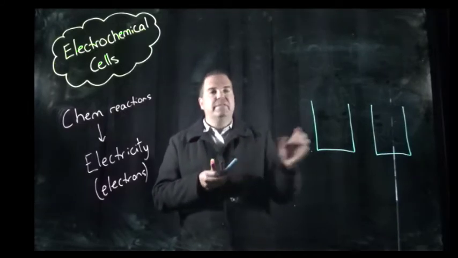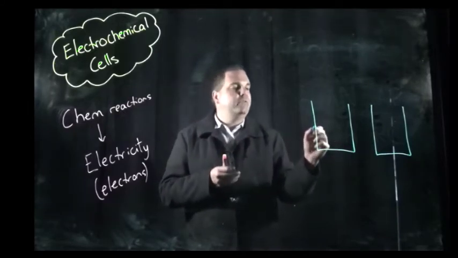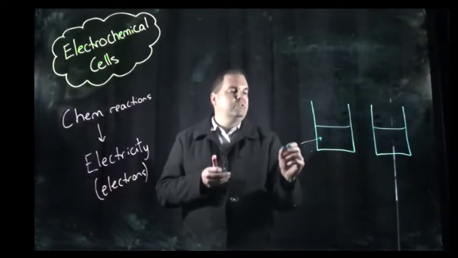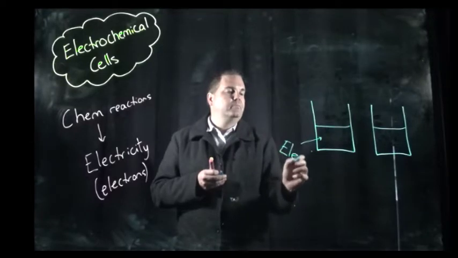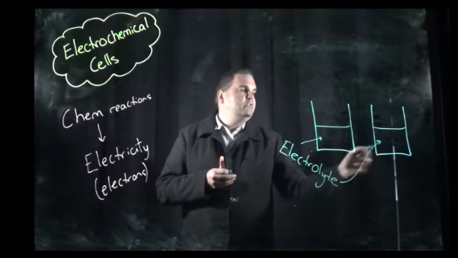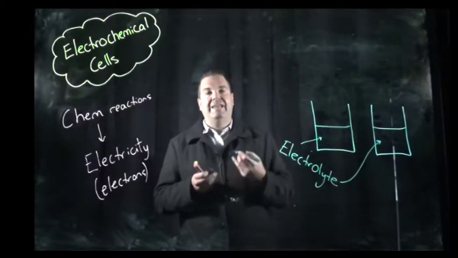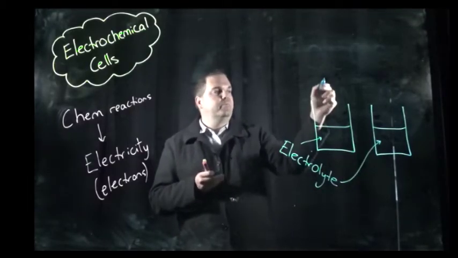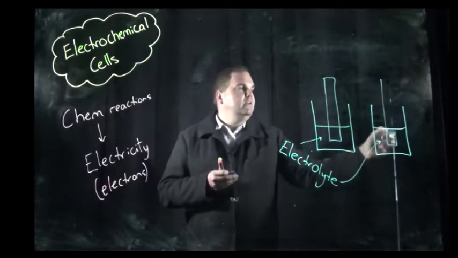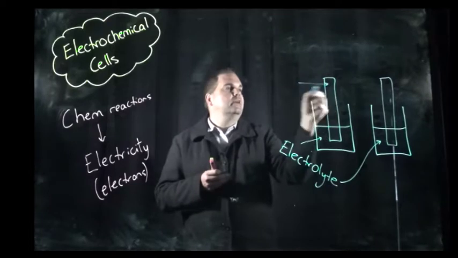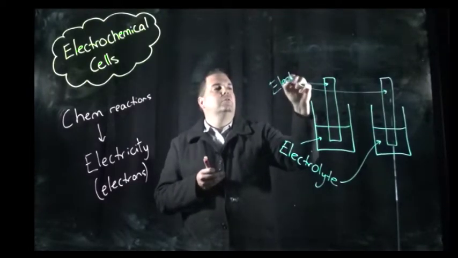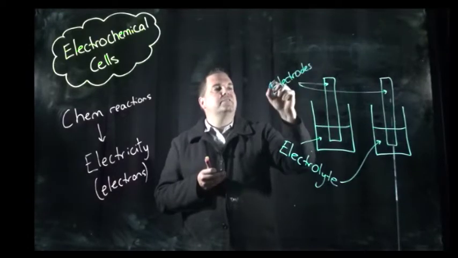Now these half cells both are filled with an electrolyte. So our electrolyte goes inside here, in both of them like that. And then we put an electrode inside each of them as well. So here's our electrode. This is our solid material that conducts electricity. So these are our two electrodes. So that's the basis of our cell.